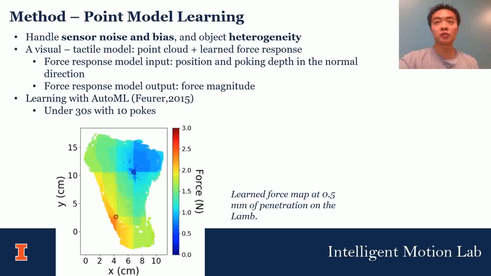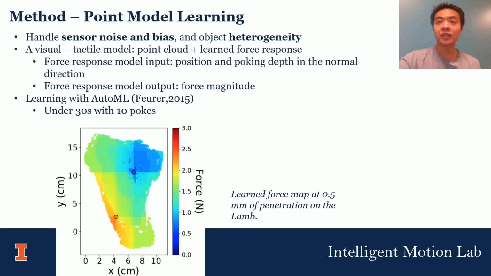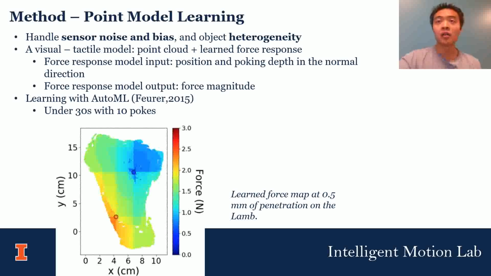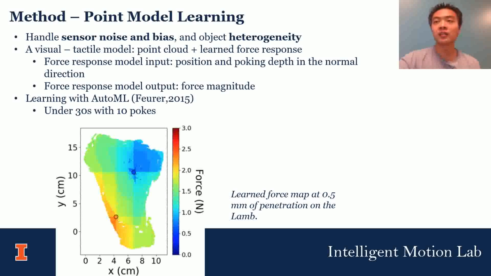We use AutoML to perform this task. We're able to learn a reasonable model in under 30 seconds with data from 10 pokes. The animation here represents a force prediction across the lamp object at a depth of 0.5 mm using models learned from different numbers of pokes. As the number of pokes increases, the model becomes increasingly more refined. One can see the varying stiffness across the object.